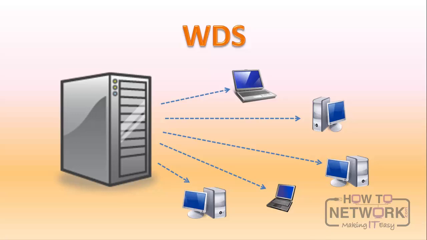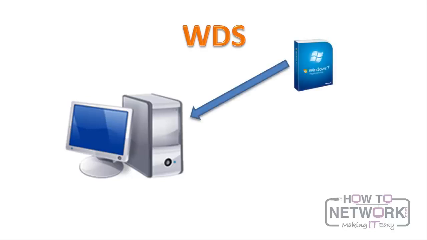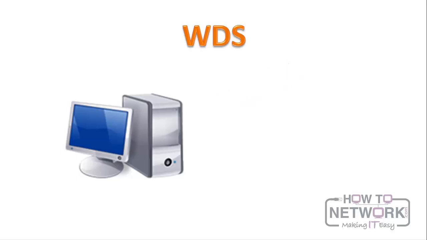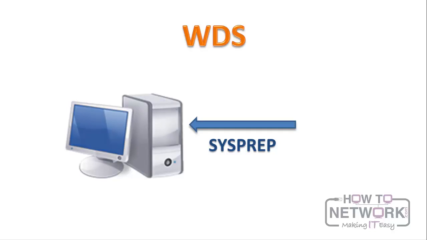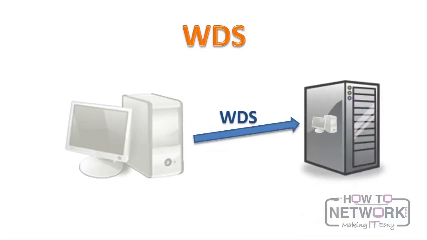Let's look at an overview of the process. In the first step, you install Windows 7 on a computer and configure it with any additional software and settings that you desire. A program called sysprep is then run to remove all identifying information from the computer. Otherwise, each computer made from this one would have the same name and security identifiers. Next, WDS is used to make an image of this computer and store it in a central location.